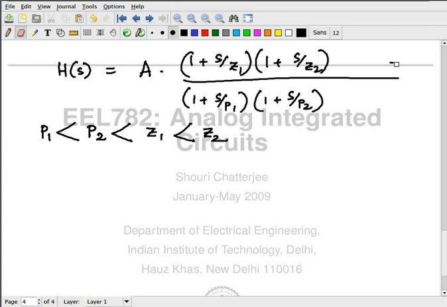Now, this is the next crucial point about Bode plot. So far, it's very general, so there is nothing approximate. The next crucial point, and this is one reason why Bode plot works, is that instead of this simple greater than symbol, let's say that P1 is much less than P2, which is much less than Z1, which is much less than Z2. Bode plot works in such situations.